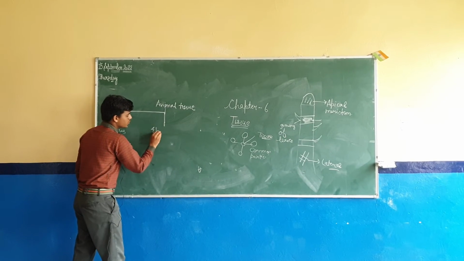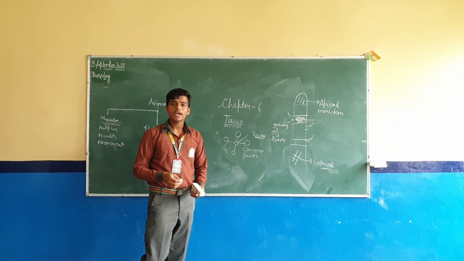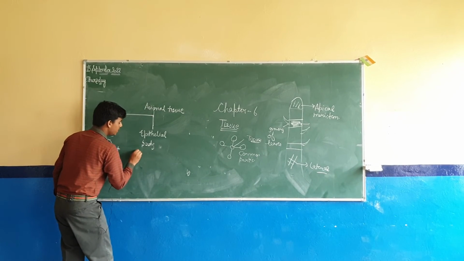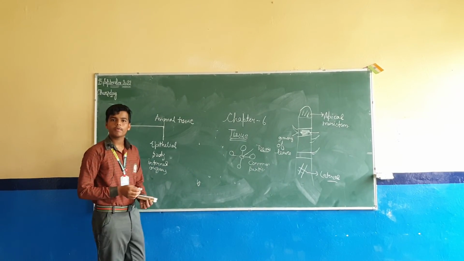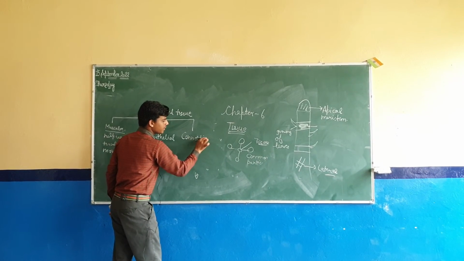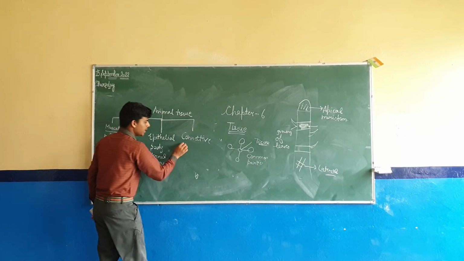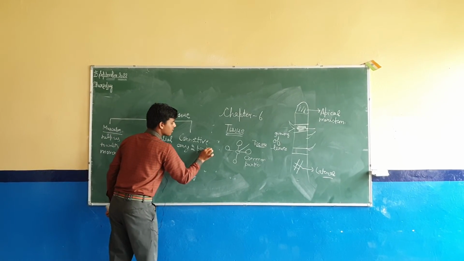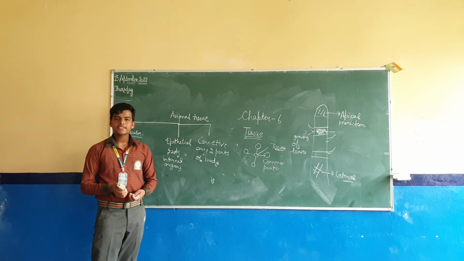Second one is epithelial tissue. Epithelial tissue is the tissue that surrounds our body and the internal organs, and it helps in the protection of our body. Third one is connective tissue. It is used to connect two bones and other parts of the body. It acts as a link between the various organs in our body.